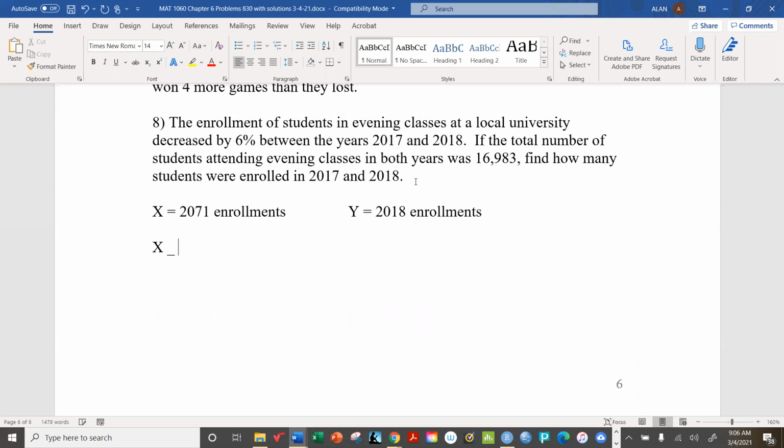So we are told that the total is 16,983, but sadly, the number decreased by 6% in the second year. So how can we express that?